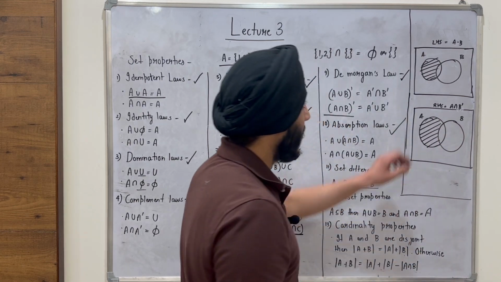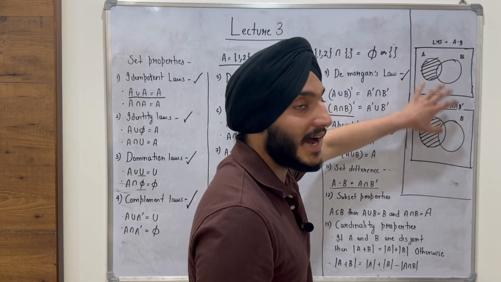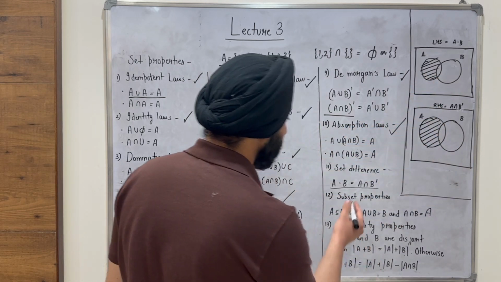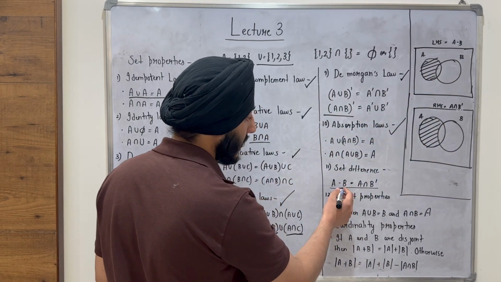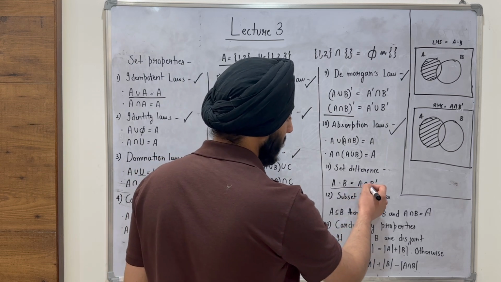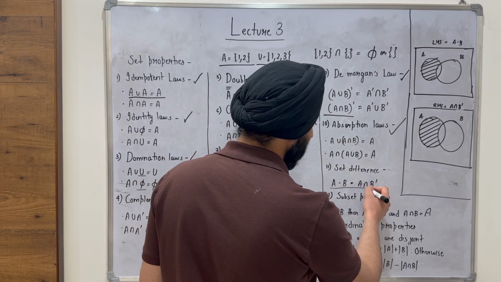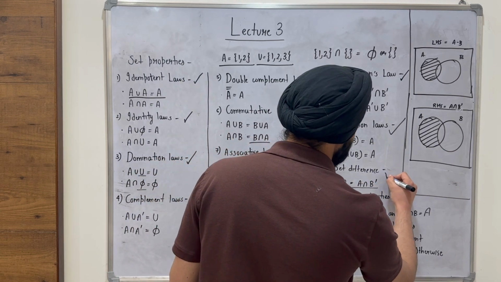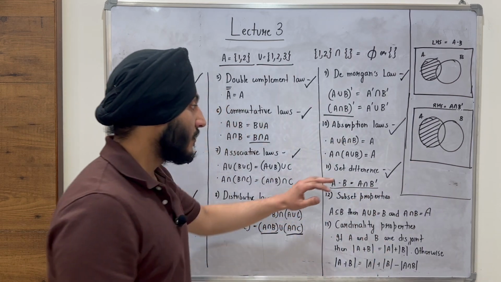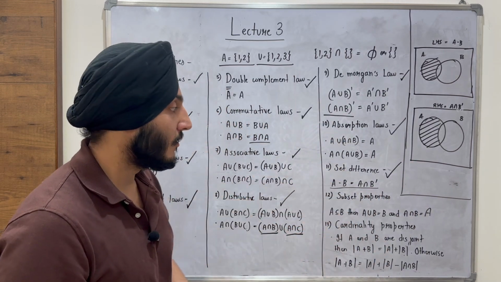And if you take a look at it, both of these diagrams are exactly the same thing, right? And that is why we have this property over here. That is A minus B equals A intersection B complement. So I hope you have a good understanding about this property over here now.